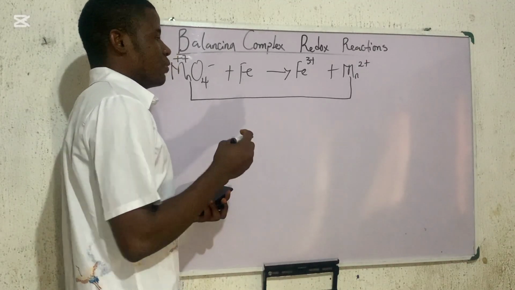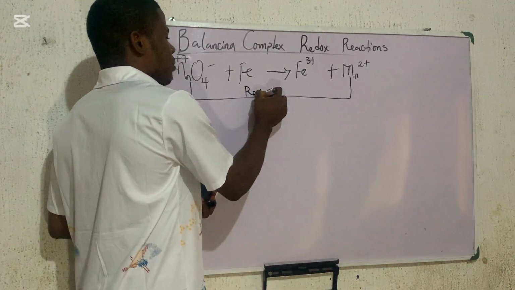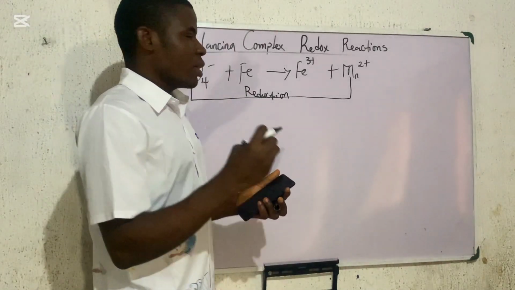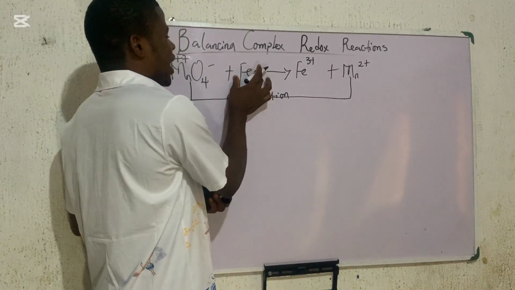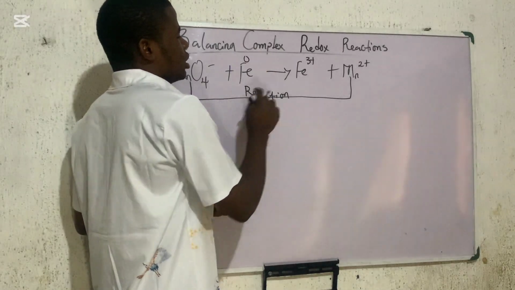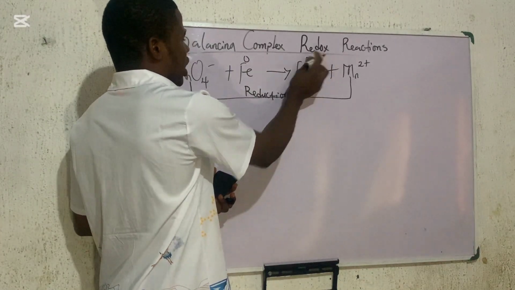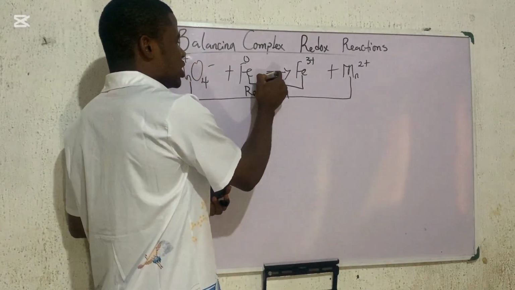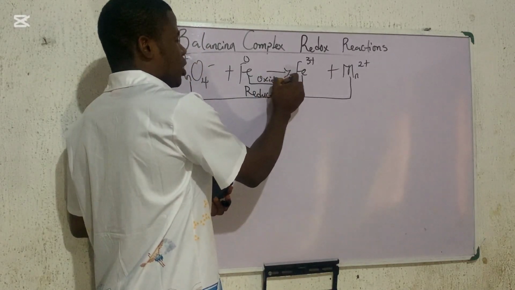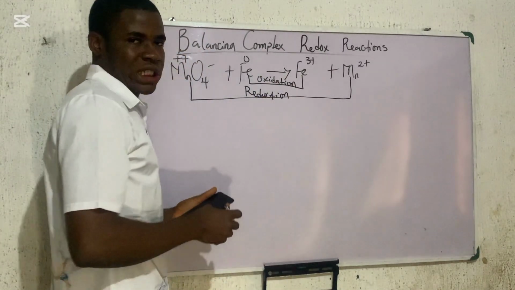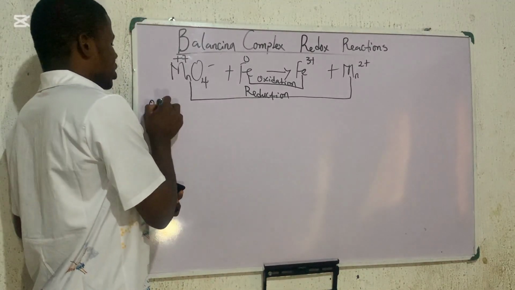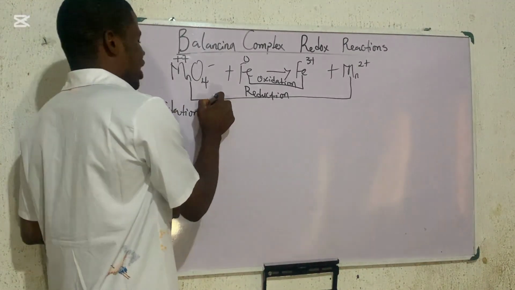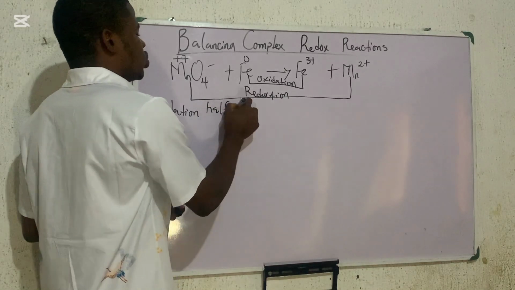This is definitely reduction, because it is in reduction that oxidation number decreases. Now, the oxidation number of iron here is 0 because it is neutral. The oxidation number of iron here is +3. You can see that the oxidation number increased, so this is the oxidation part. Hence, let's look at the oxidation half reaction and the reduction half reaction, and we have to balance each.